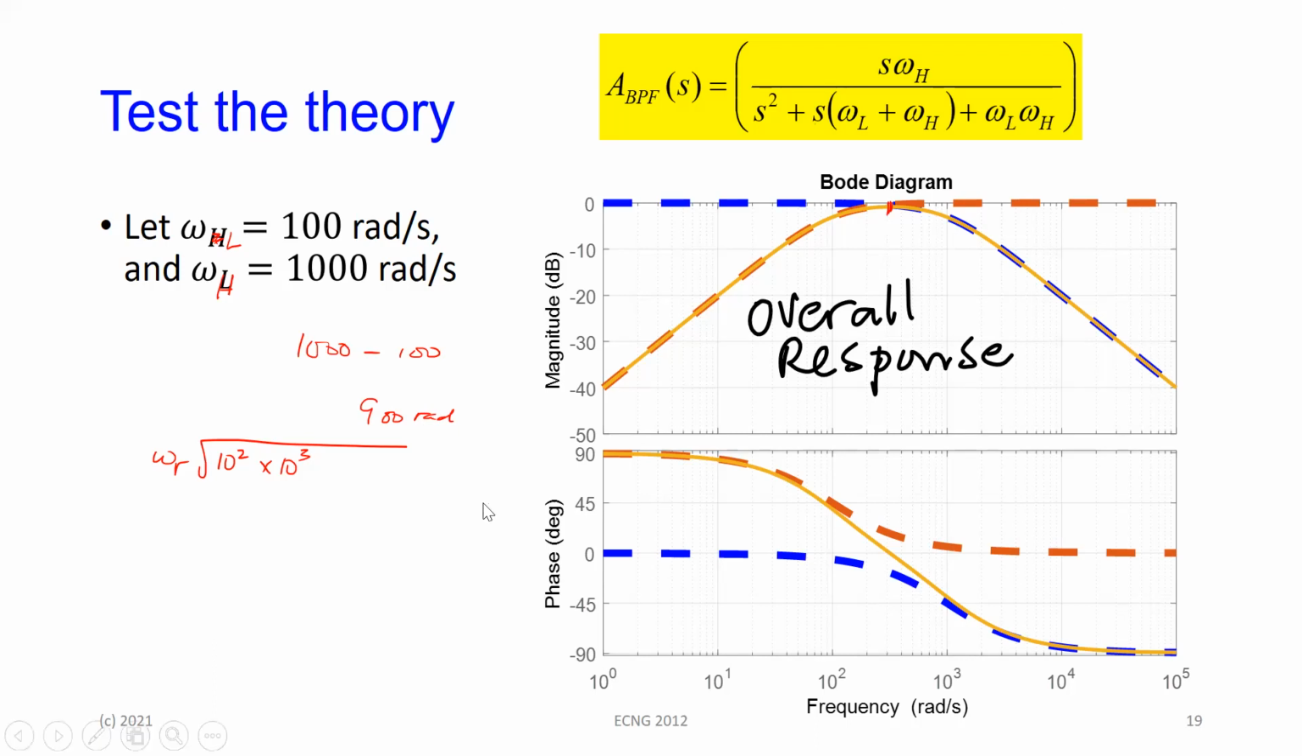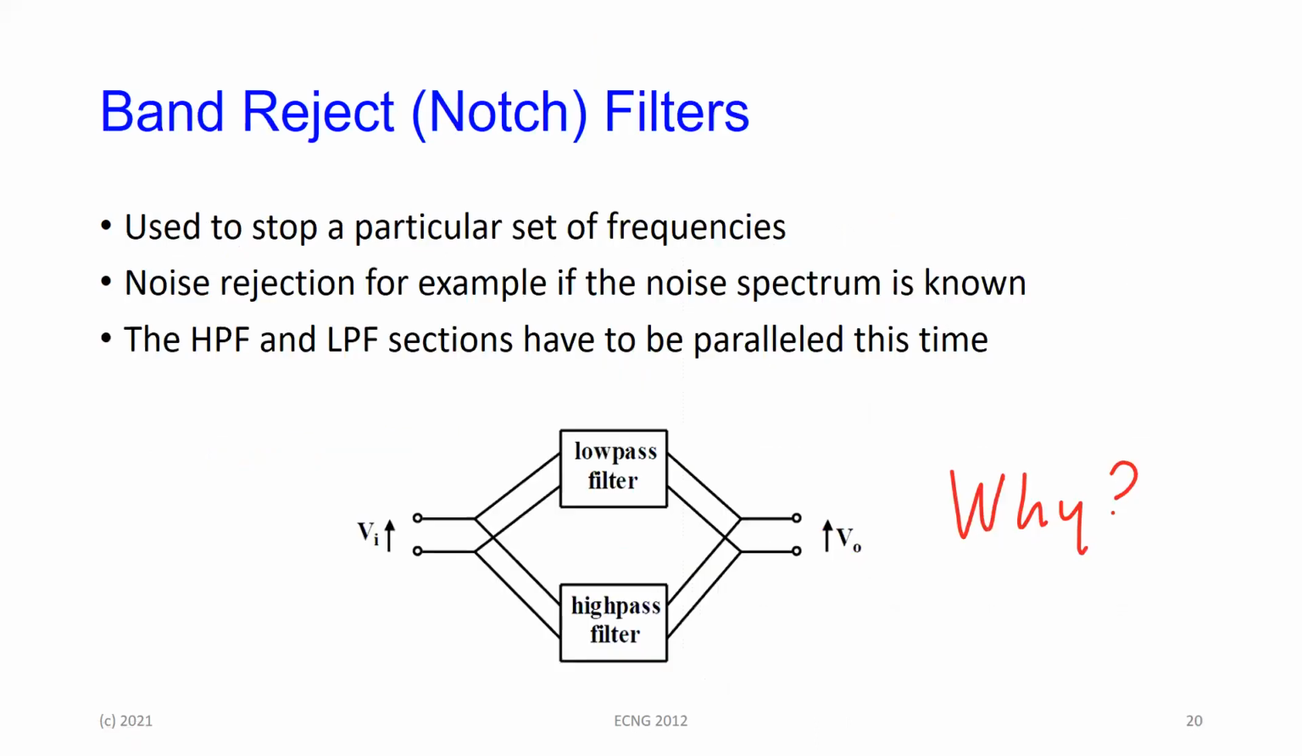So make sense? So it's very easy to make a band pass. You cascade a low pass and a high pass filter, and we get this sort of response here. Let's see if we could make a band reject filter the same way. Band reject filters do the opposite. So the response of the band reject filter looks like this. What this does now is to get rid of a particular set of frequencies that you don't want.